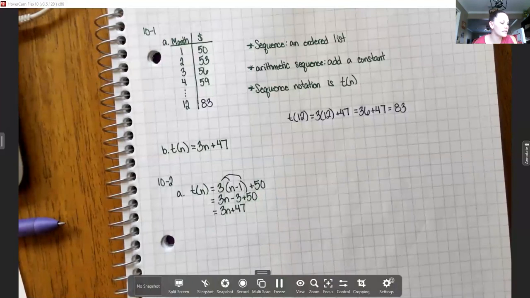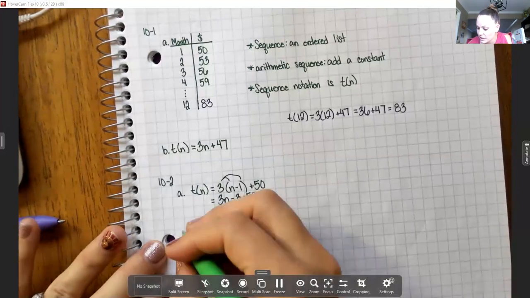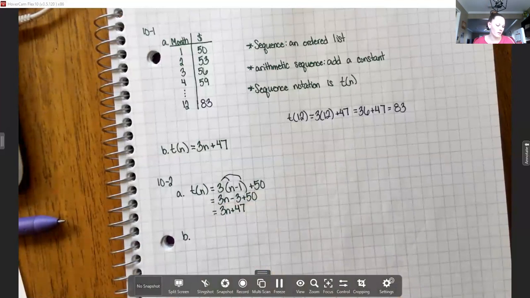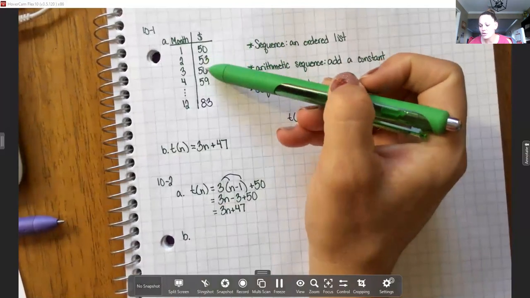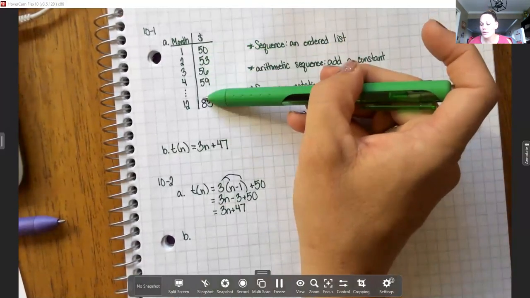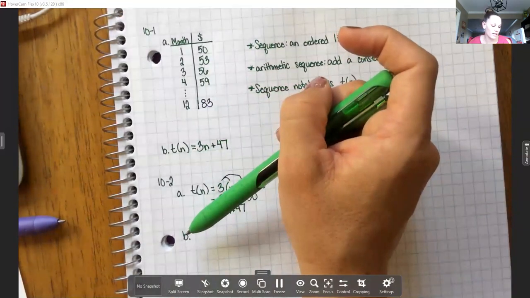So for part B, it says determine the amount of money in Angela's college fund at the time of her first birthday after he made 12 deposits. So what we want to do here is, each month this is how much money he's putting into her account. So we want to figure out how much she's going to have after that first year.